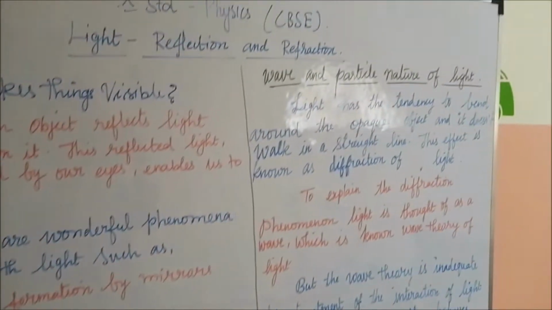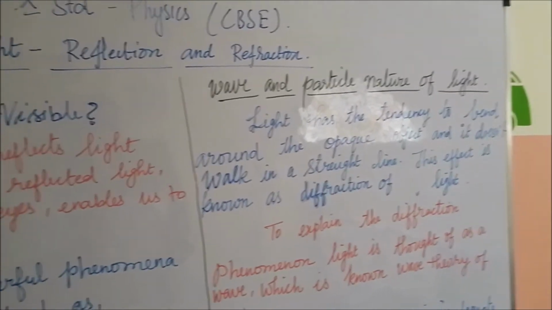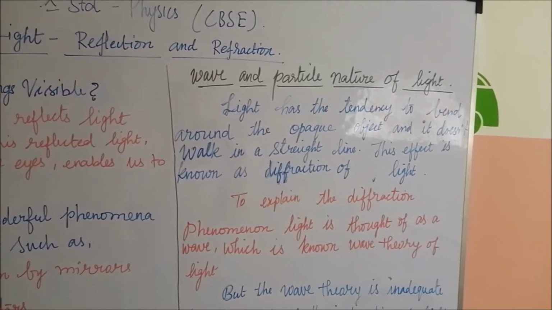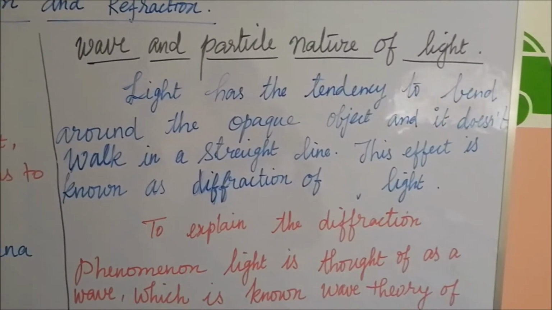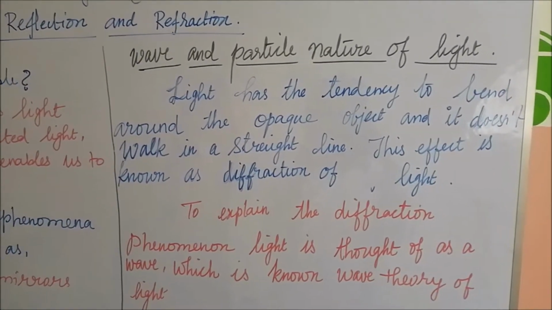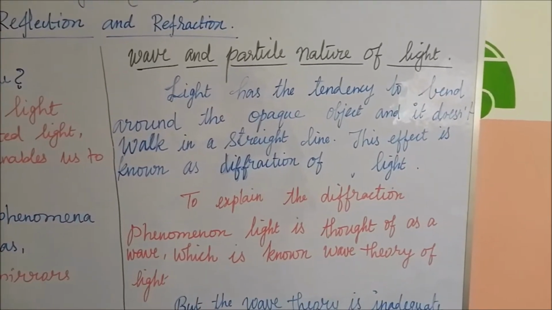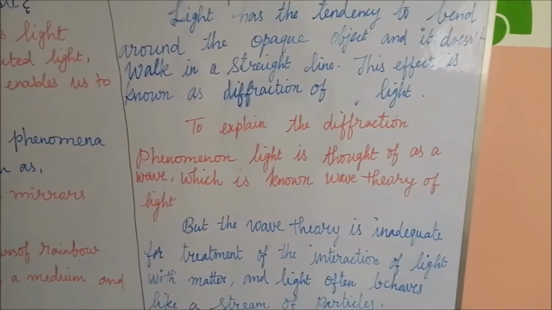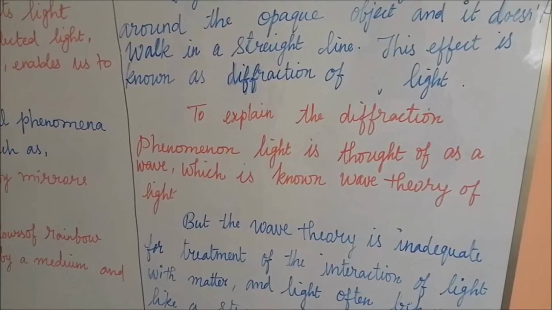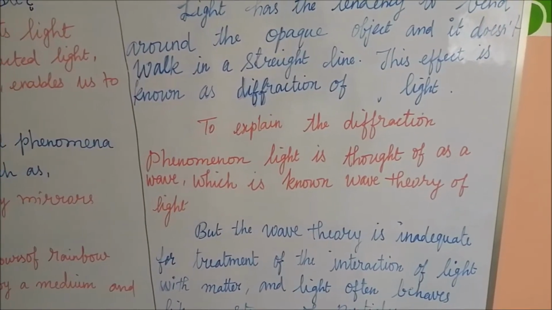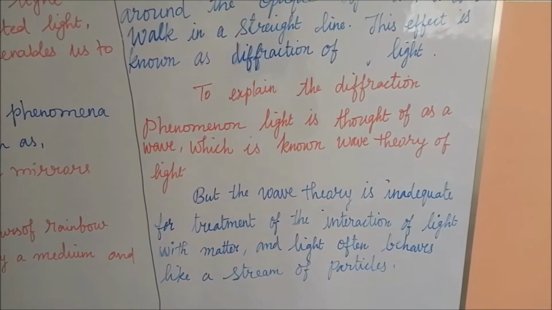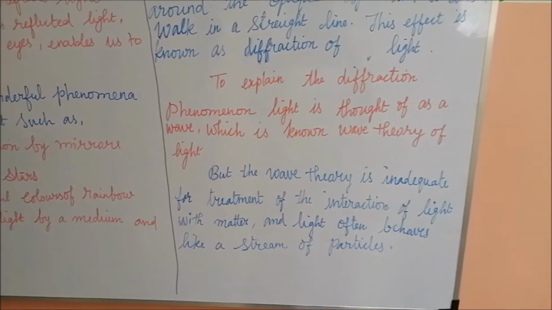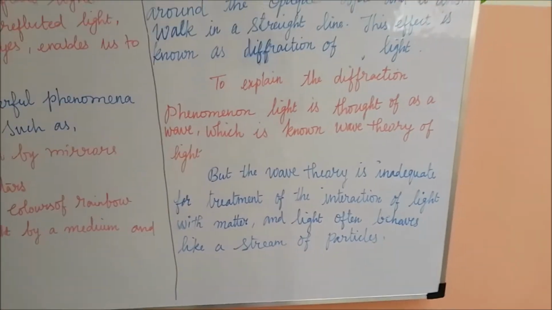I hope we all know that there are two properties of light. One is wave and another one is particle nature. Light has a tendency to bend around an opaque object and it doesn't travel in a straight line. This effect is known as diffraction of light. To explain the diffraction phenomenon, light is thought of as a wave, which is known as the wave theory of light. But the wave theory is inadequate for treatment of the interaction of light with matter, and light often behaves like a stream of particles.